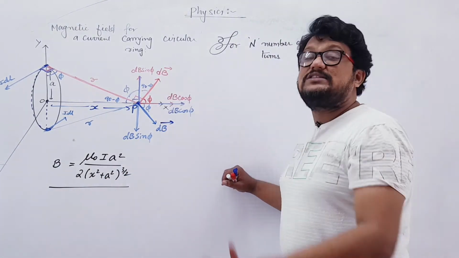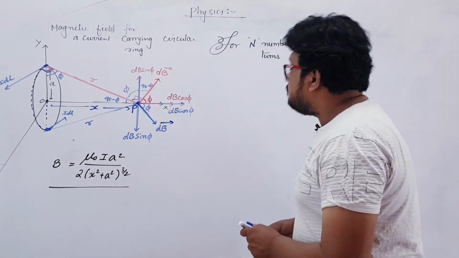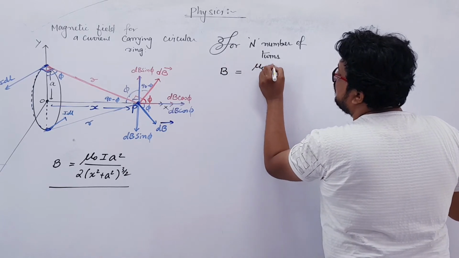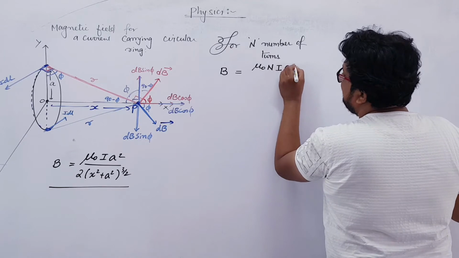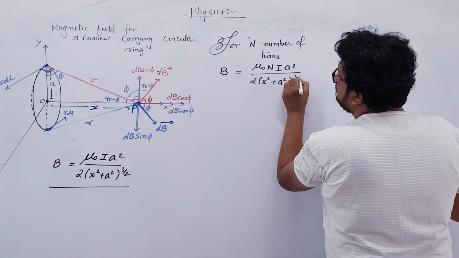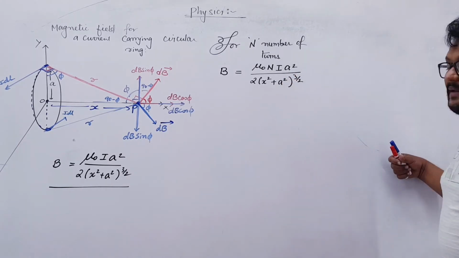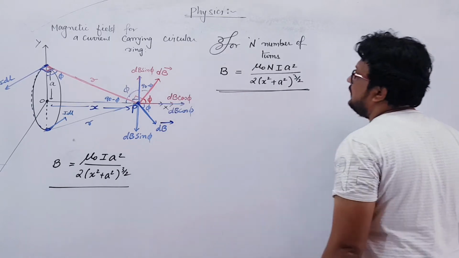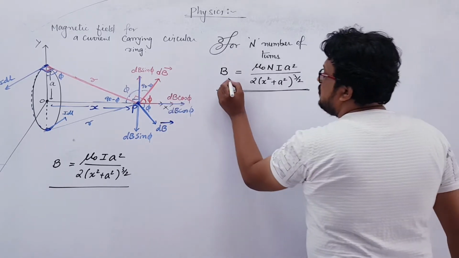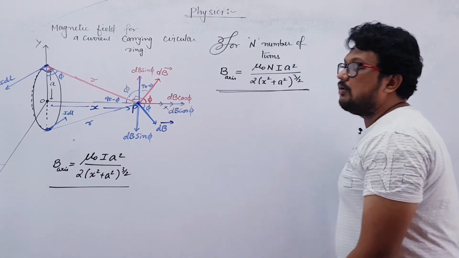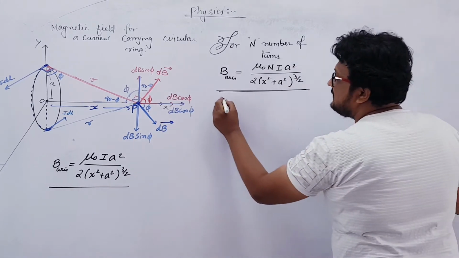So for 5 such rings it will be 5 times this, so that will be equal to mu naught into the number of turns: mu naught n I a square over 2 into (x square plus a square) whole raised to 3 by 2. This is the standard formula which you should remember, right? This is along the axis. We have already written B of axis, and here also B of axis along the ring.